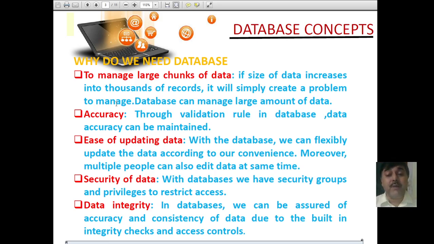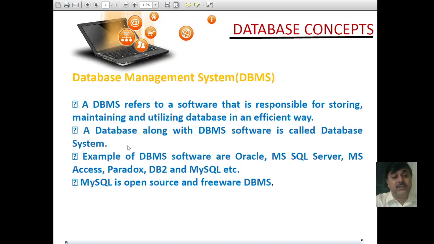It is easy to update the data. We can easily update the data, and we can see how flexible the data are. Then there is the security system: what is the security of the data that we have given, and data integrity. There are different patterns of data, and their integrity means assuring that constraints are built in and integrated to check all these things.